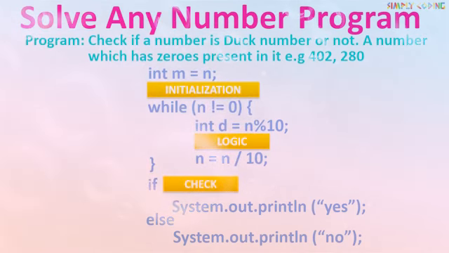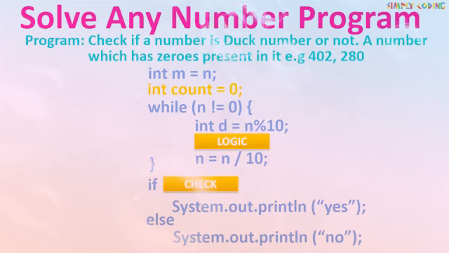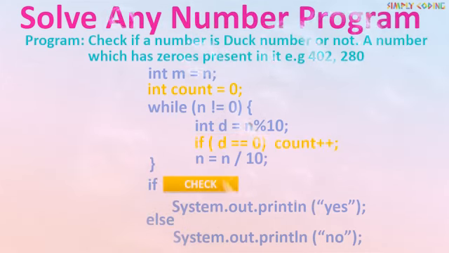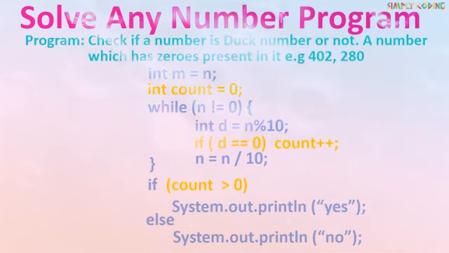So here in initialization section, we will have count set to 0. In the logic section, we will just write an if statement to check if d is equal to 0. If yes, we will just increment the count. Now in check section, we need to check if count is greater than 0. If yes, that means it has zeros and it is a duck number.